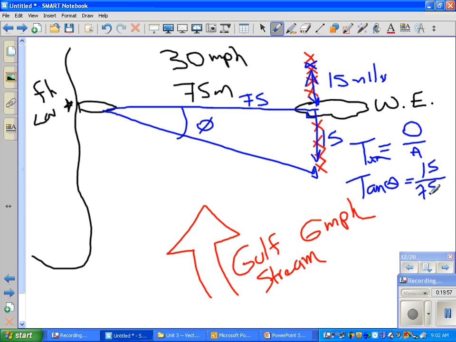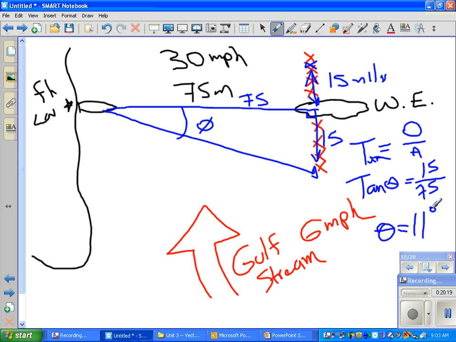What do I do? Second tangent. Okay. Second tangent, inverse function. So go second tangent of 15 divided by 75 and tell me what you get for your angle. Now we won't die, because you should be heading 11 degrees south of east. Yeah, or you could actually hold the steering wheel and look at your compass.